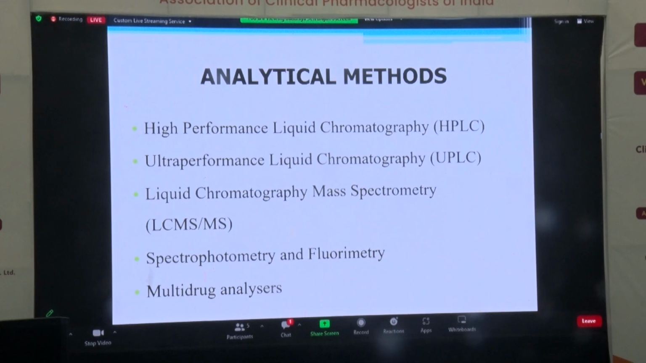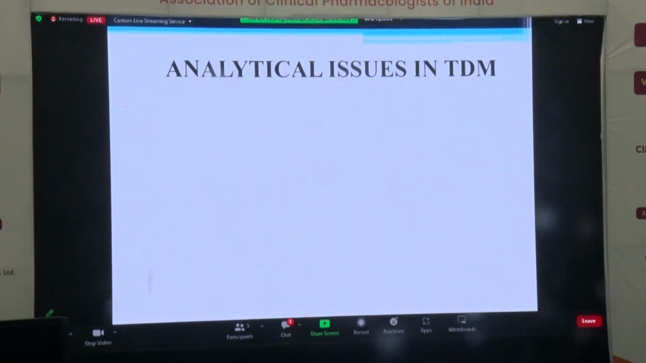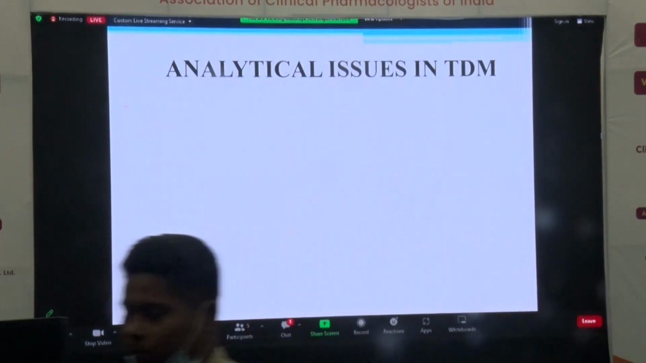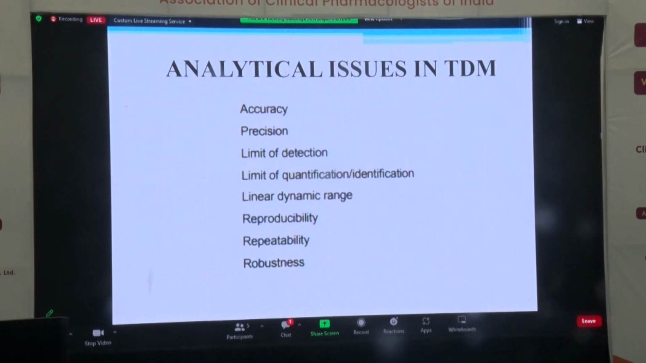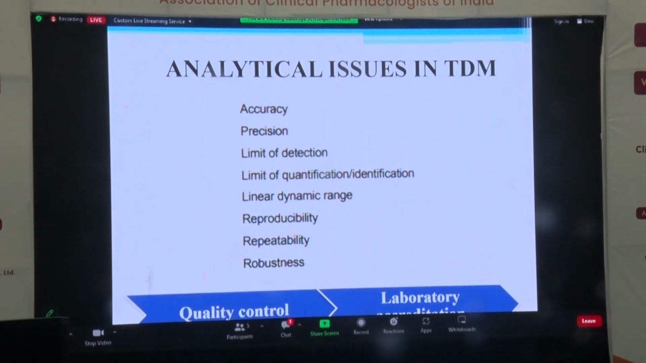So depending upon the availability of the equipment in a particular institute, we can choose any of these methods for analyzing the plasma concentration of the drug. While doing this analysis, what are the issues which can arise? We have to be very sure that the accuracy, precision, reproducibility, repeatability, and robustness of the method which we follow is good, so that we can ensure the quality of the results.